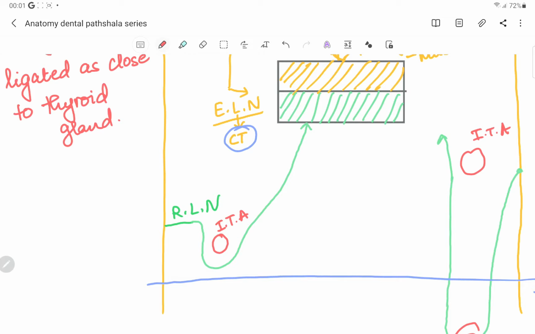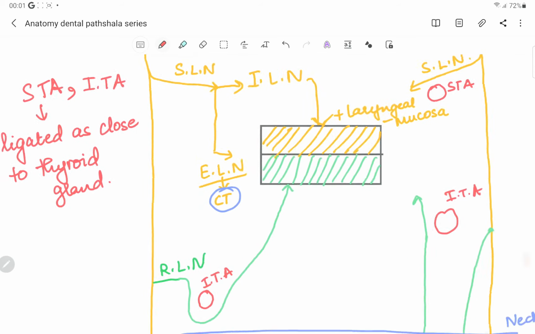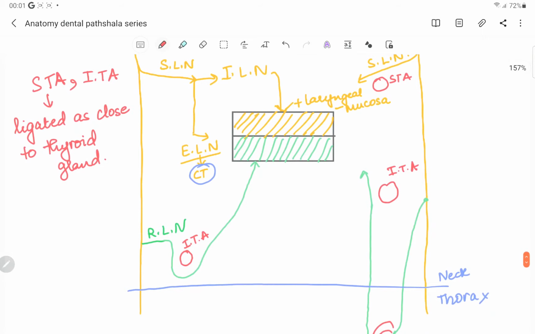the recurrent laryngeal nerve. Because what happens if you ligate this artery far away from the gland, then the parathyroid gland as well as the recurrent laryngeal nerve will become necrosed. So that is the reason we ligate both the arteries as close to the gland as possible according to the recent guidelines.